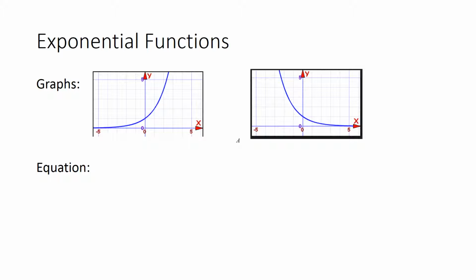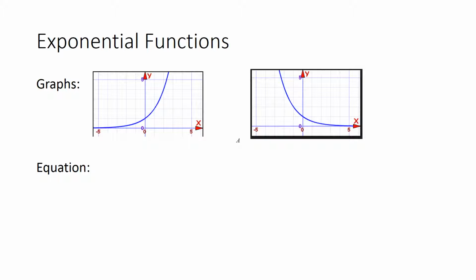Now, this is new for us, but it should be a review of what you learned in previous courses. These are exponential graphs. The one on the left depicts growth, which makes sense because it's getting bigger as we go from left to right. The one on the right depicts decay because it's getting smaller as we go from left to right.